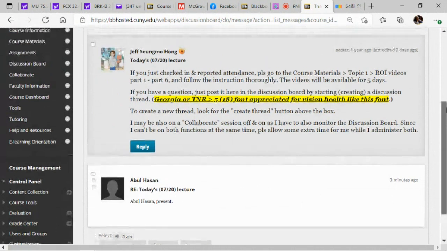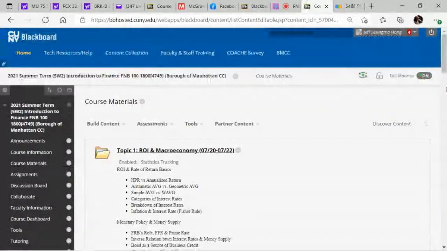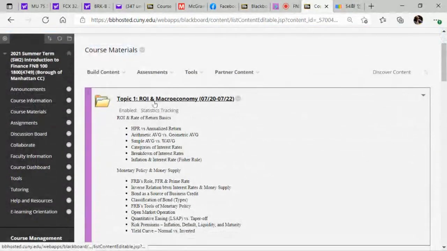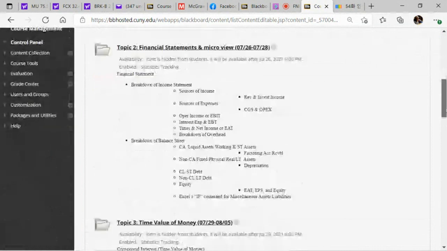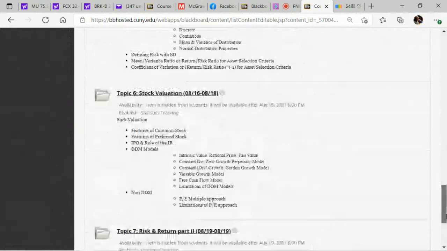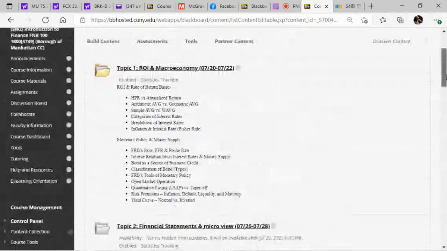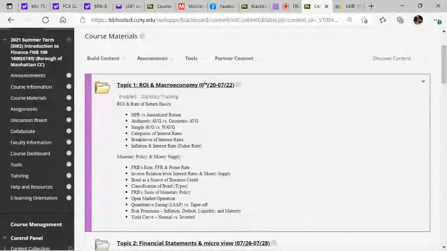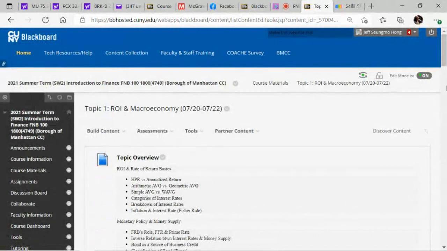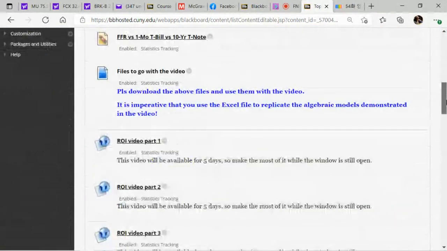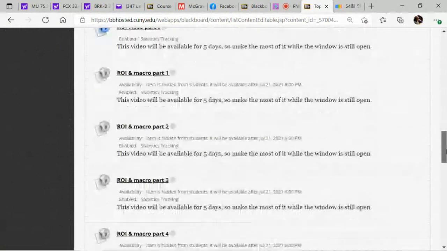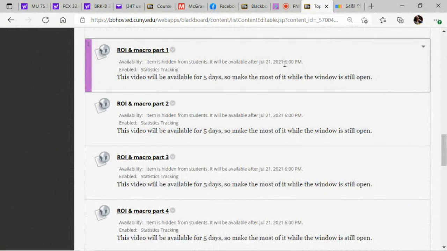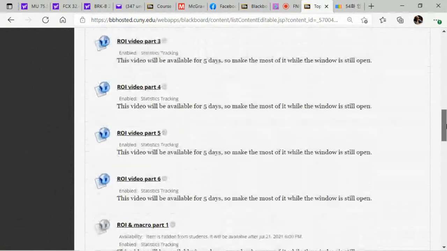If you go to course material, this folder was already visible since yesterday. Now you don't see the others. These are the future, upcoming topics, but they are not active yet. This is the only thing that is active, and these videos and files were already visible since yesterday. The gray ones are not active yet. They will be visible from tomorrow.